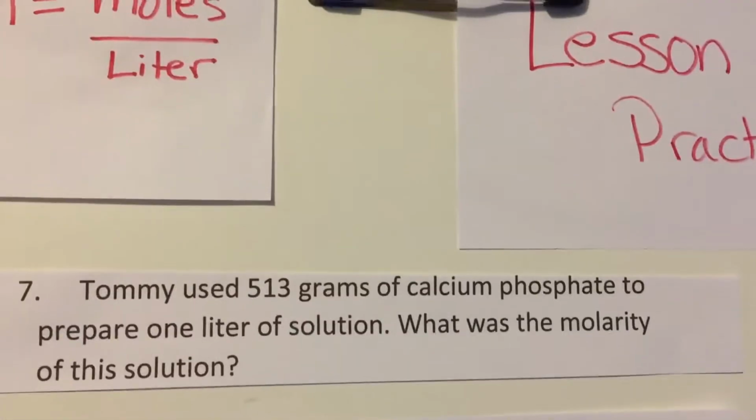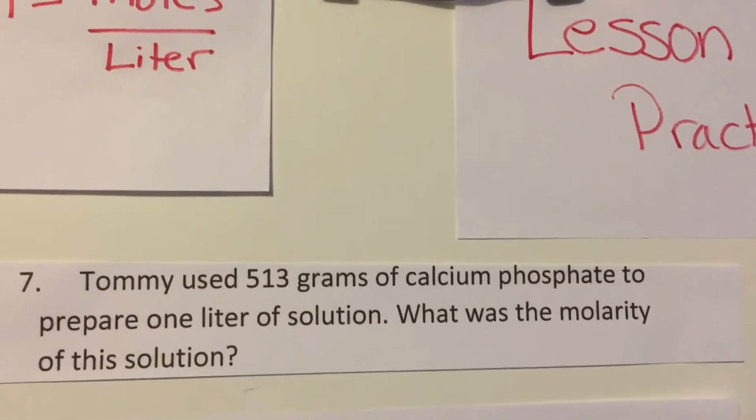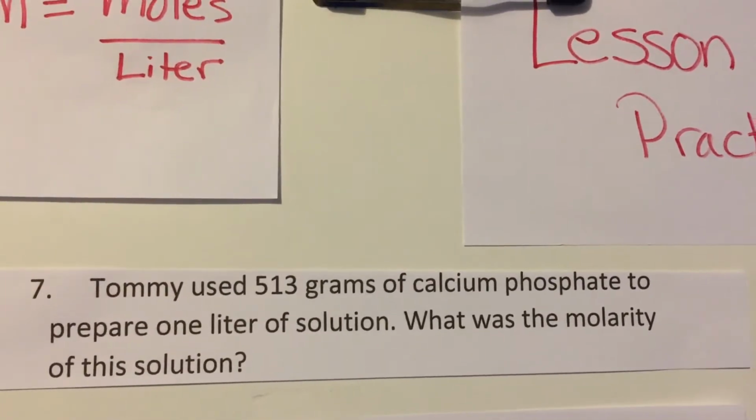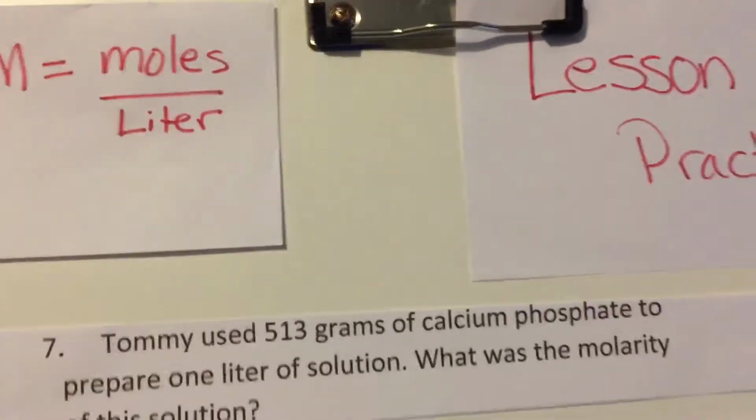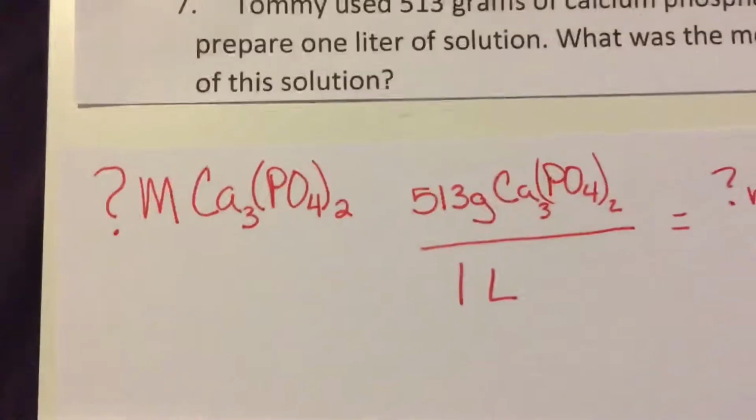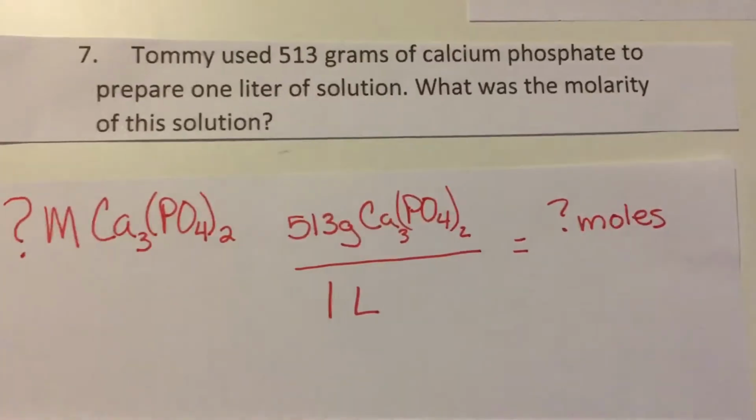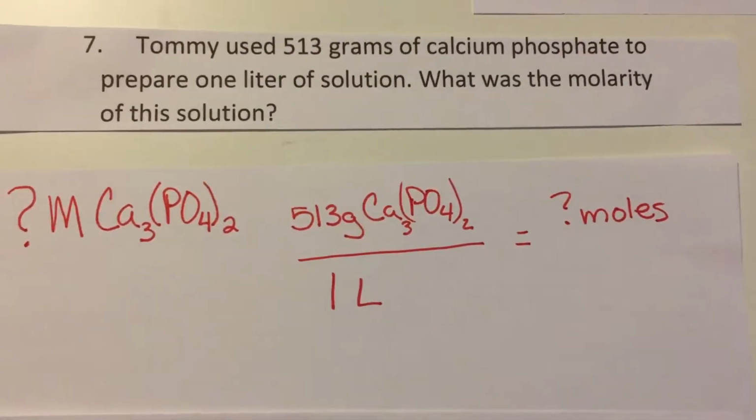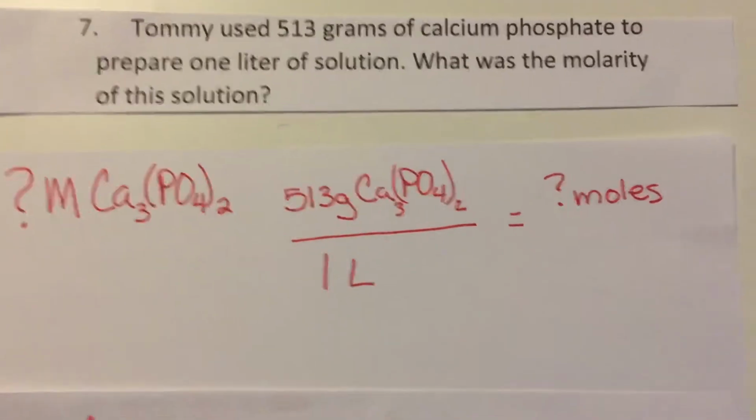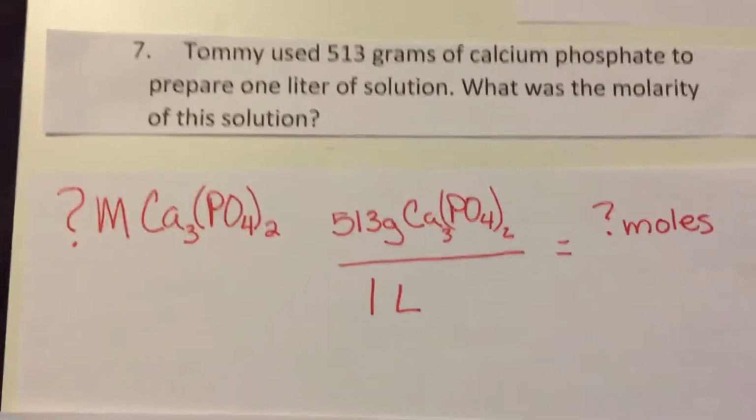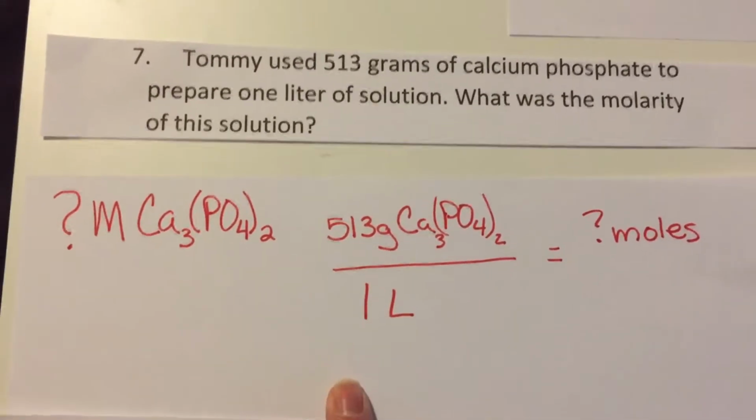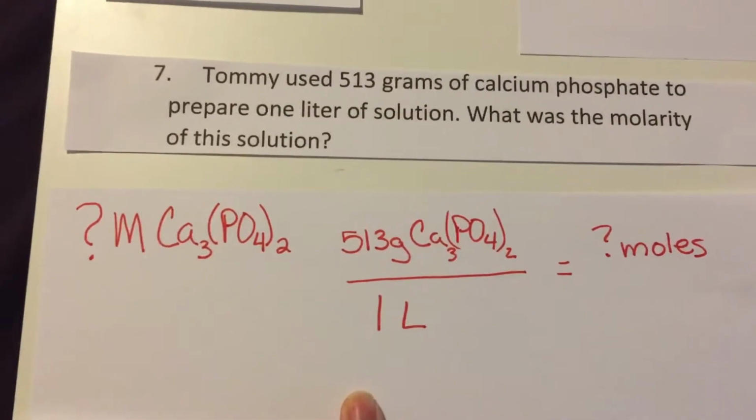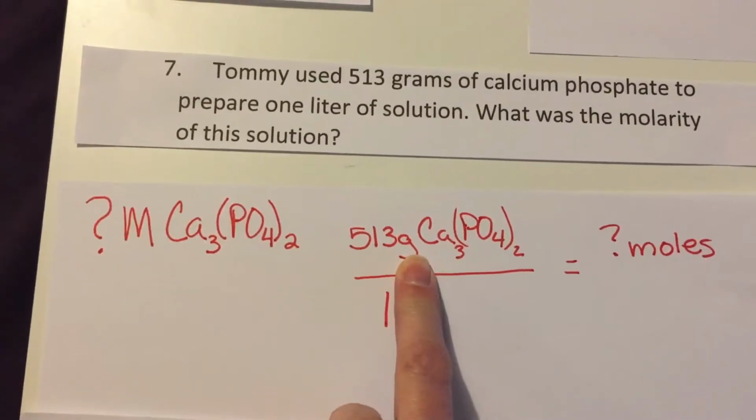Okay, number 7. Tommy used 513 grams of calcium phosphate to prepare 1 liter of solution. What was the molarity of the solution? Okay, so this is a little different. We don't know the amount of moles, so we cannot calculate what the molarity of our solution is, or can we? Well, we know that we have 513 grams of calcium phosphate in 1 liter. But what we need is to know how many moles this is.